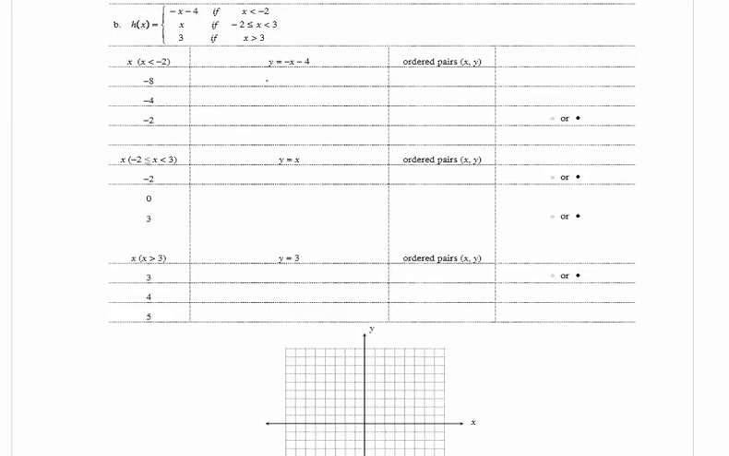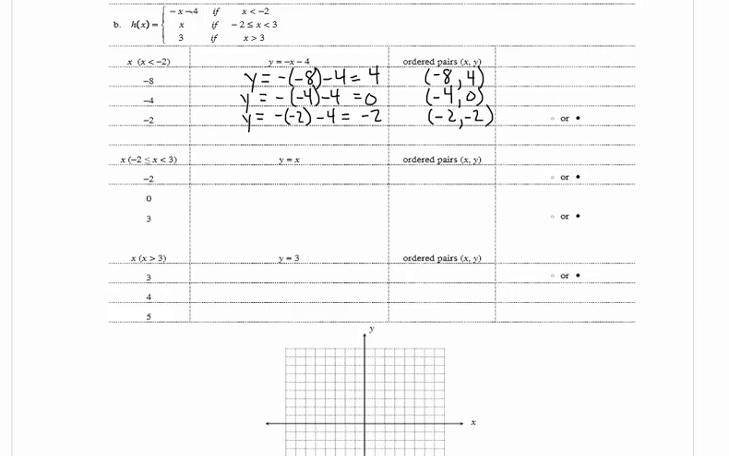If x is negative 8, then y is equal to negative 8 minus 4, which is equal to 4. So our ordered pair is negative 8, 4. For x is equal to negative 4, then y is equal to negative 4 minus 4, which is equal to 0. So our ordered pair is negative 4, 0. And for negative 2, y is equal to negative 2 minus 4, which is equal to negative 2. So the ordered pair is negative 2, negative 2.